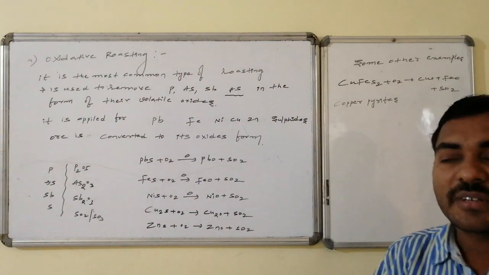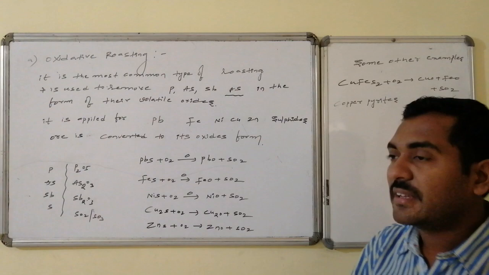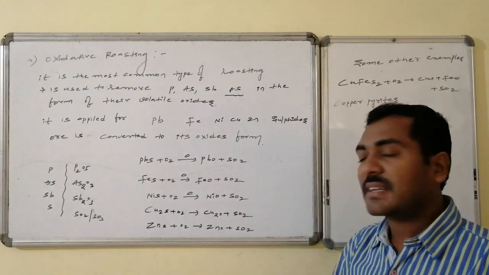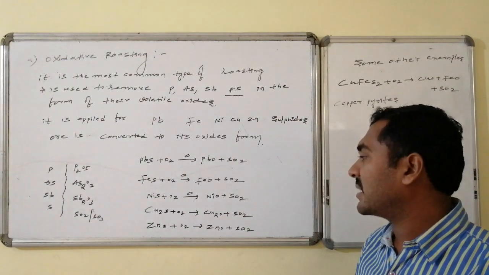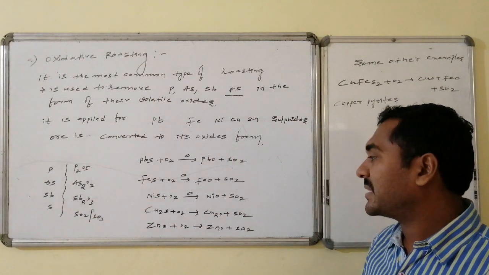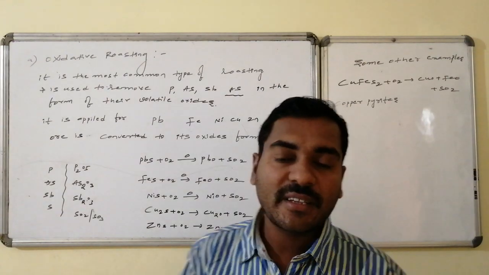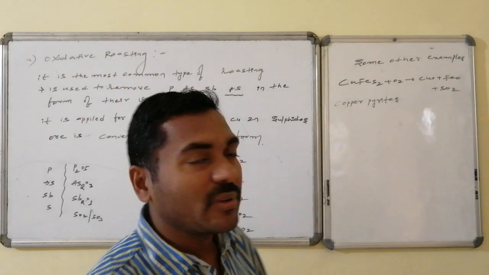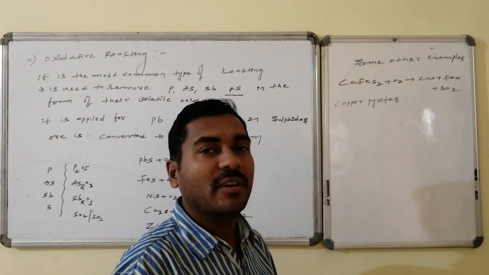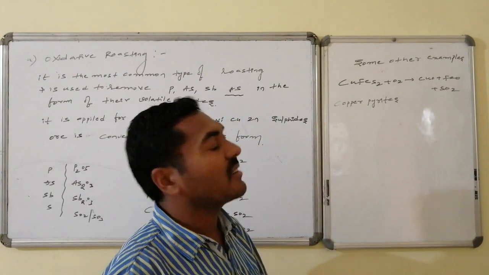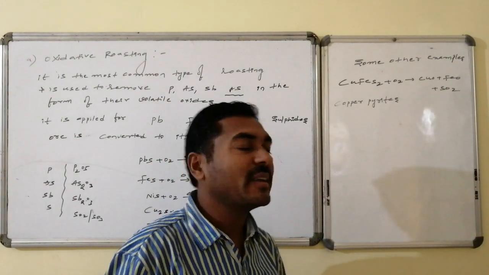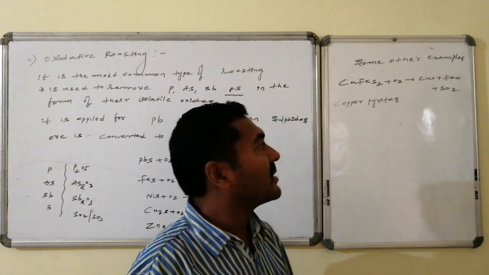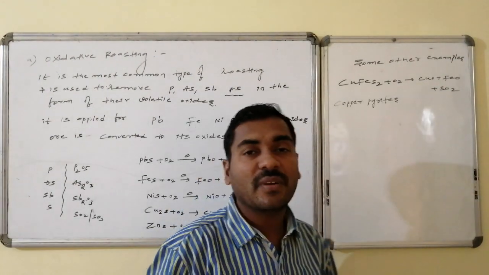Similarly, ferrous sulfide is converted to ferrous oxide followed by sulfur dioxide. Nickel sulfide is converted to nickel oxide followed by sulfur dioxide. And copper glance, copper sulfide, is converted to copper oxide followed by sulfur dioxide. Zinc sulfide is converted to zinc oxide followed by sulfur dioxide. Even the mixture of sulfides, that is iron pyrites, a combination of CuFeS2, copper sulfide and ferrous sulfide, on heating in presence of oxygen below its melting point, the copper is converted to copper oxide, ferrous is converted to ferrous oxide, whereas sulfur is converted to sulfur dioxide.